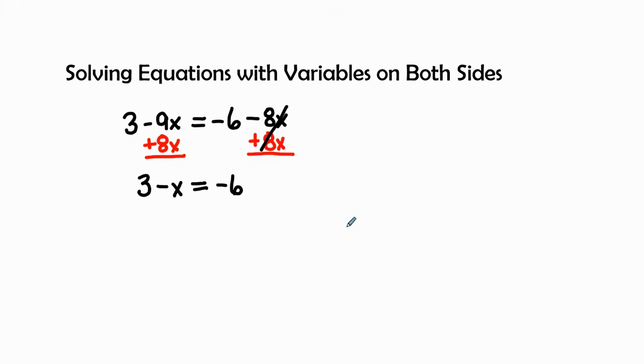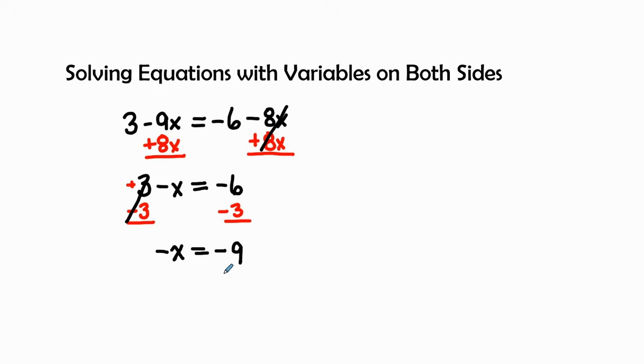I then see that I have my number term, my constant term. That is a positive 3. And the inverse of a positive 3 is a negative 3. So I'm going to add a negative 3 to both sides of the equation to keep it balanced. A positive 3 and a negative 3 gives me 0. So I have a negative x equals negative 6 and a negative 3. I combine those terms together, which will give me a negative 9.